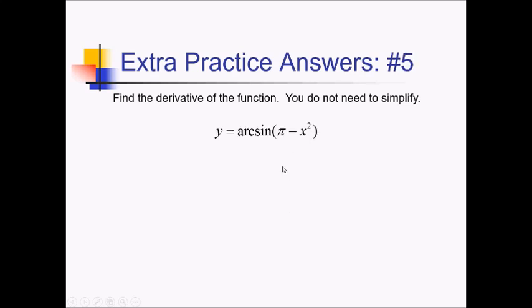On this one, we're trying to take this derivative here. I've got a chain rule going on. The outer function is arc sine of something, so the derivative of that is going to be 1 over the square root of 1 minus something squared. In this case, that's pi minus x squared that's being squared. Now we have to multiply by the derivative of the something, pi minus x squared. Pi is just a constant, so that becomes 0. Minus x squared's derivative is going to be negative 2x.